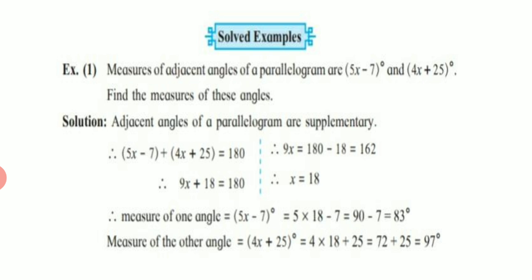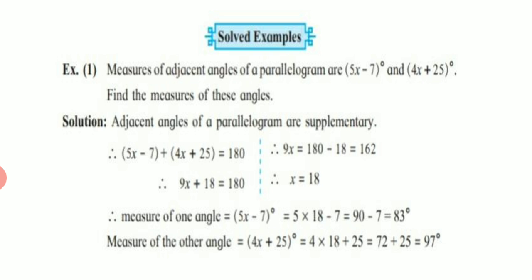Some examples. Example number 1. Measures of adjacent angles of a parallelogram are 5x minus 7 degrees and 4x plus 25 degrees. Find the measures of these angles. The adjacent angles of a parallelogram are supplementary. Therefore, 5x minus 7 plus 4x plus 25 is equal to 180 degrees.